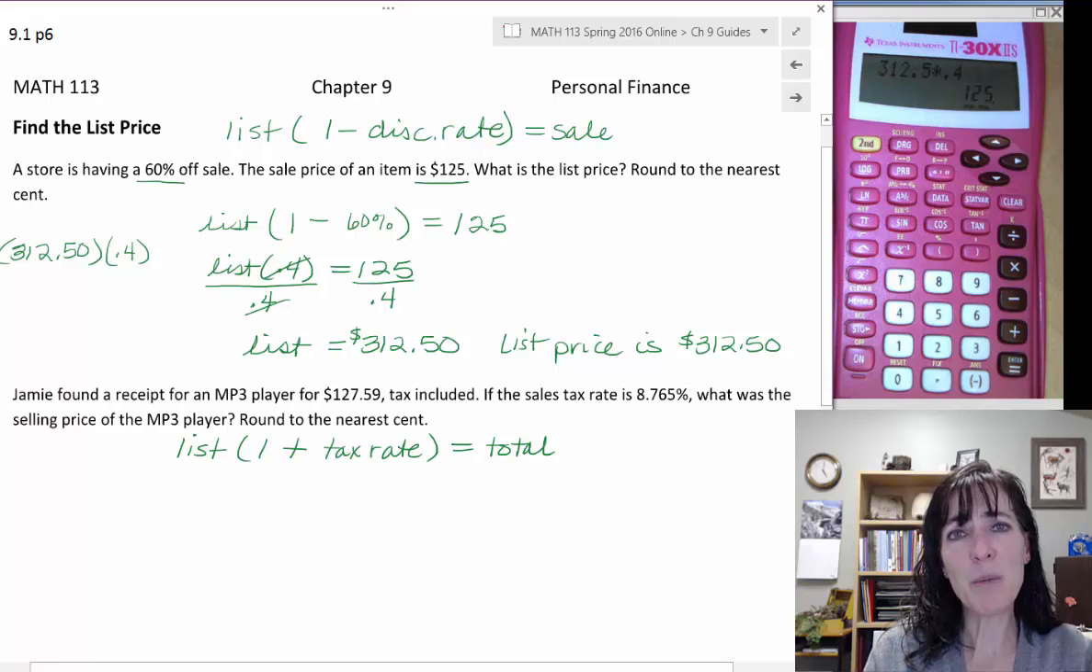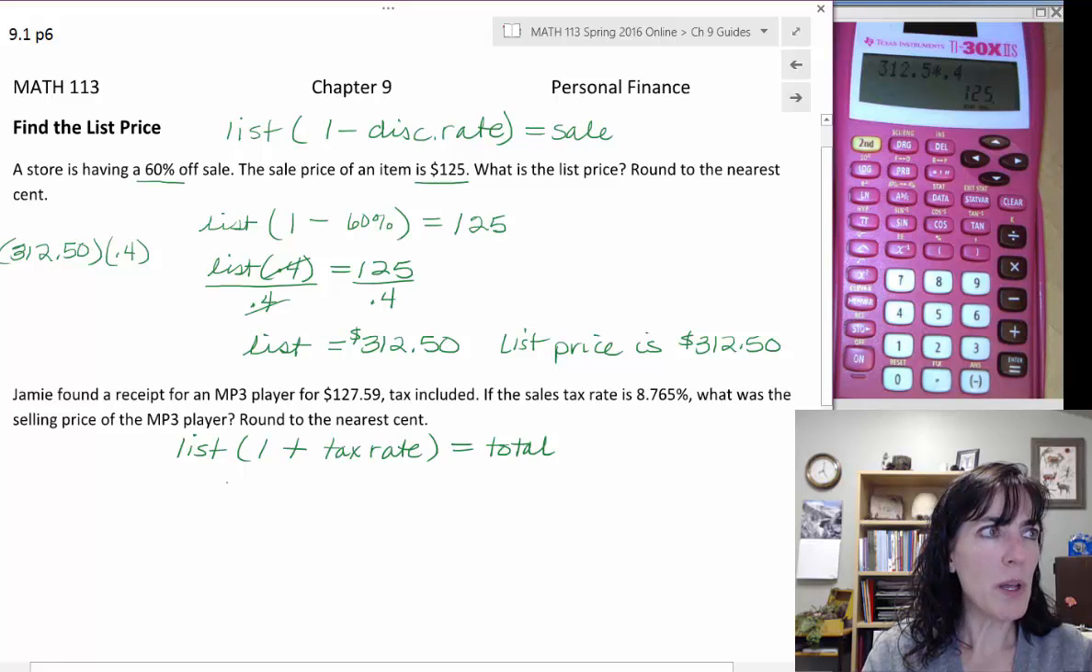And I'm just making up names for this formula as I go, but the bottom line is this is my starting price and this is my ending price that includes the tax. And I could also put a tip rate here if I wanted instead of a tax rate. So now I'll fill in the values I know.